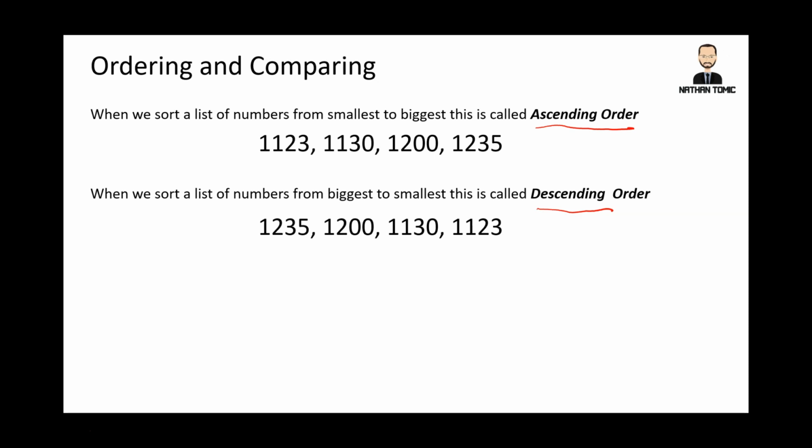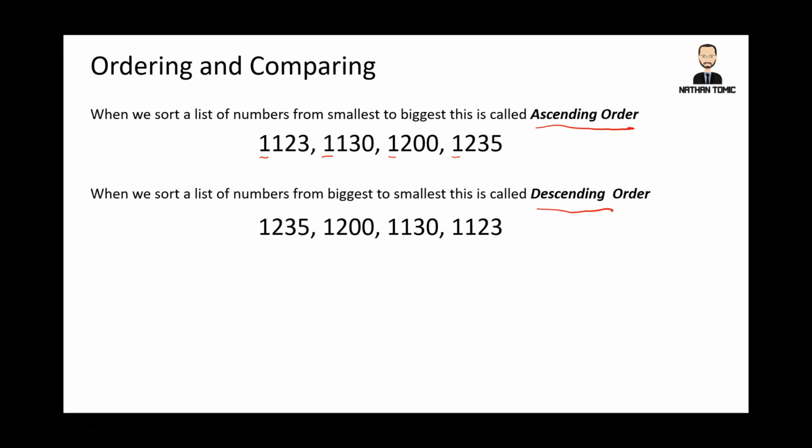So if we look at the first set of numbers, we have 1123, 1130, 1200, and 1235. So if we look at the first place value, the thousands column in each one, they all have a 1. So none of those tell us that anything is bigger or smaller.